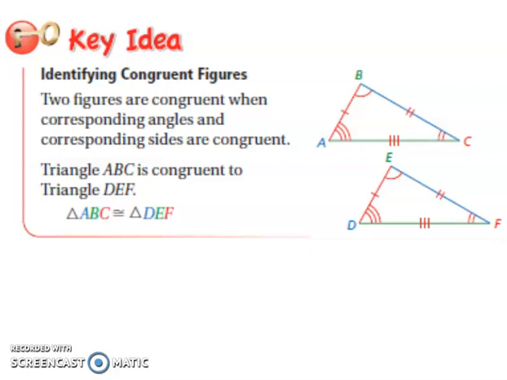Triangle ABC is congruent to triangle DEF. So again, notice how they color code everything. Okay, they have the arcs on the inside. So angle B has one arc, angle E has one arc. Angle C has two arcs, angle F has two arcs. Angle A has three arcs, angle D has three arcs. Okay, and notice how A and D have the same number of arcs, they're in the same order.